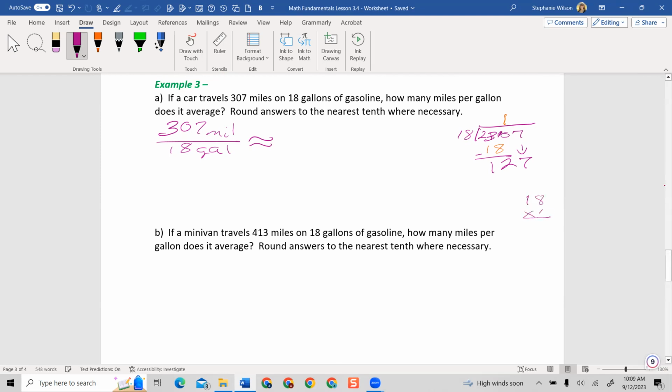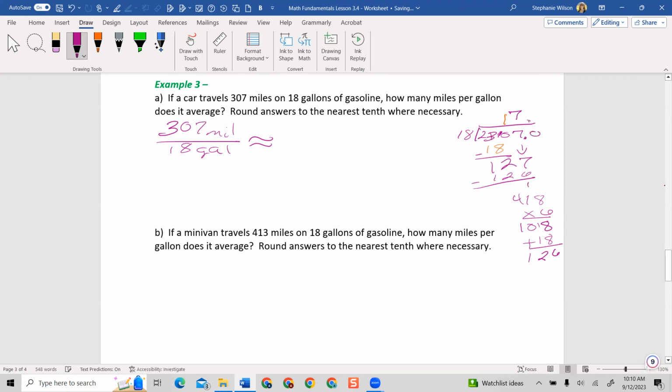So 18 times 6. 8 times 6 is 48. Carry the 4. 6 times 1 is 6 plus 4 is 10, so 108. So if I was to add on 18, 8 plus 8 is 16. Carry the 1. 1 plus 1 is 2. Bring down the 1. Oh, that is perfect. It'll go into it 7 times. So 7 times 18 is 126. We're going to subtract those two, get a 1.